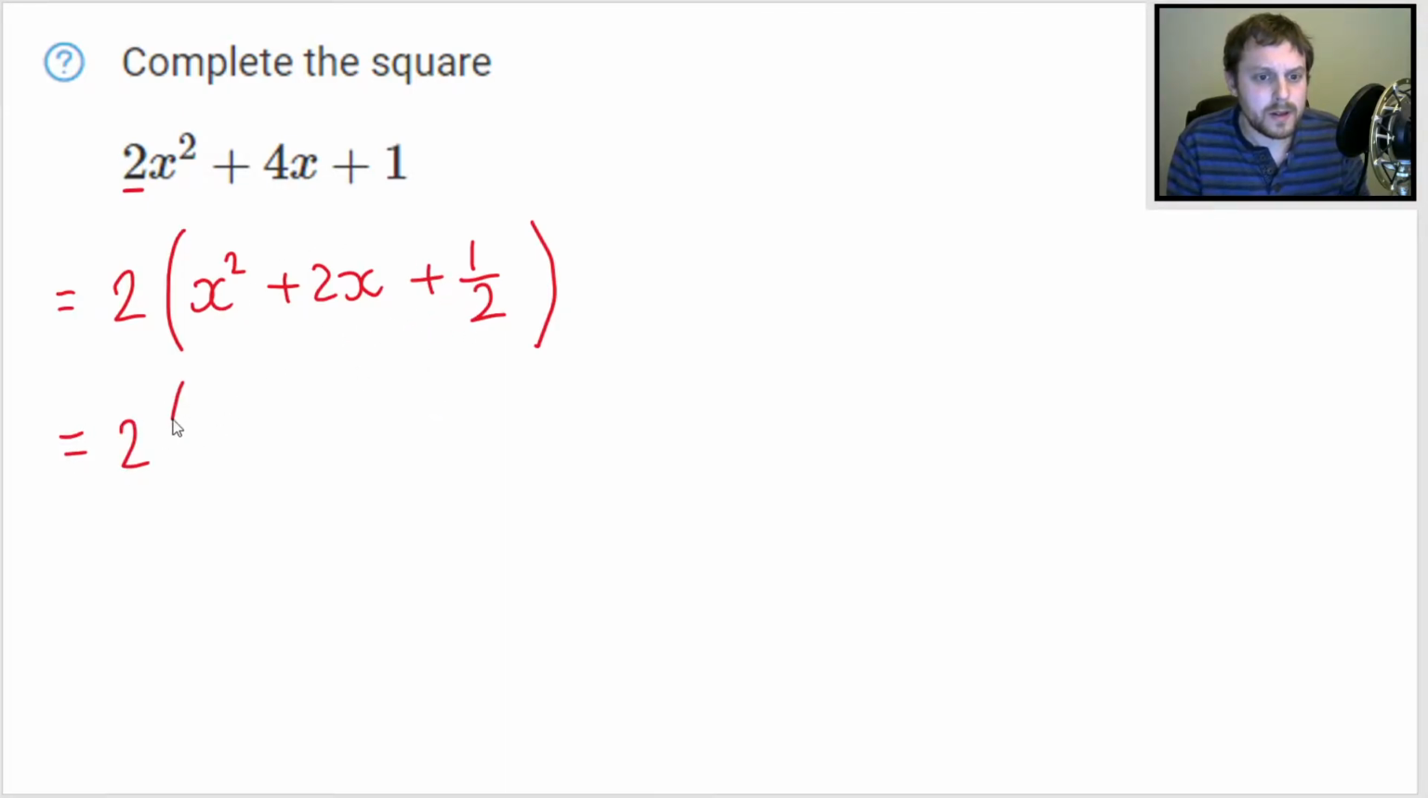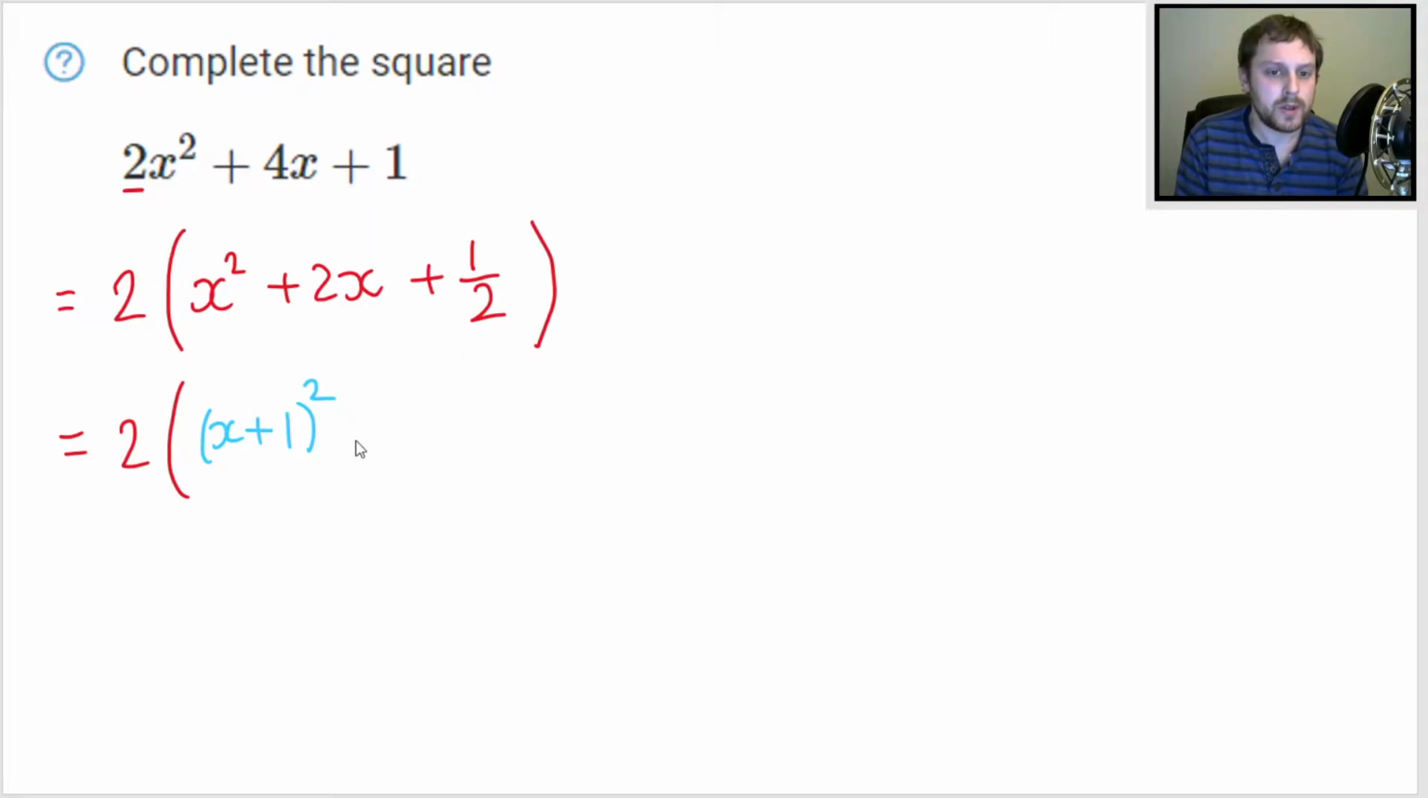Then I'm going to complete the square on the inside. So remember how we do this. We want to open a bracket, write x. We want to take half of this number. So half of 2 is 1, so plus 1. Close the bracket and write squared.